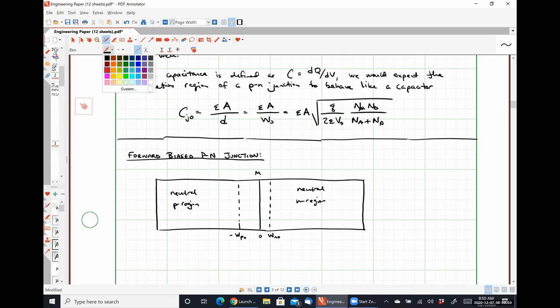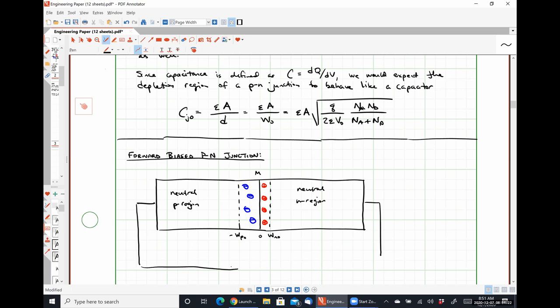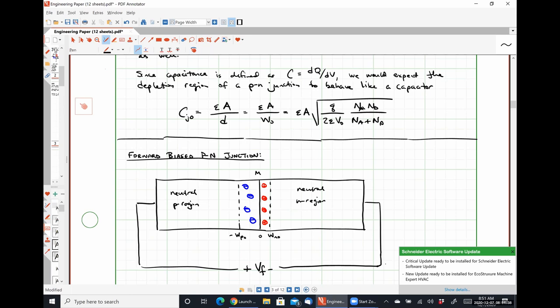I have positive charge stored over here and negative charge stored over here. And I am going to apply a voltage. So I slap some leads on this. I connect the positive terminal of my voltage source to the P region and the negative terminal of my voltage source to the N region. What do you think is going to happen?